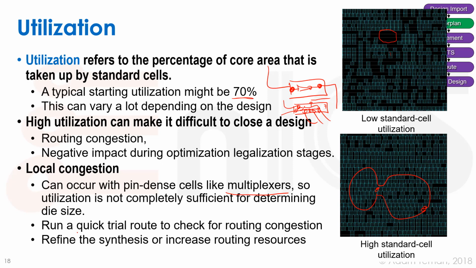We can run something called a trial route. That will give an estimation of what our routing congestion is. We can see where we expect to have congestion and make changes in the floor plan according to the things that we'll see in the next few slides.